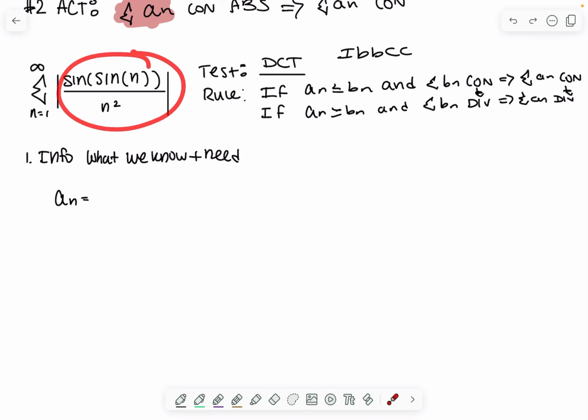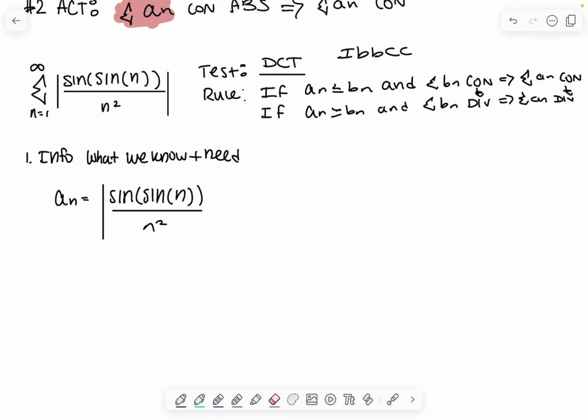And so the information that we know is that this is our A of n, our given sequence. And honestly, we don't need the absolute value for the whole thing because we know that n is always going to be equal to 1 or greater than 1. So we know that this can never be negative, but we do need absolute value around this because we know that this can be negative, because sine of anything is between -1 and 1, so it could be negative. And then the information we need is our B of n. We don't know what that is.